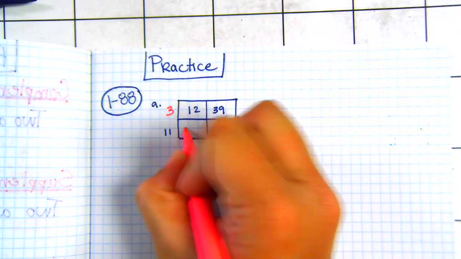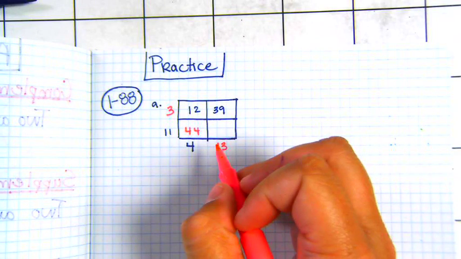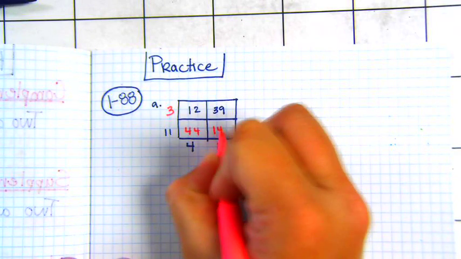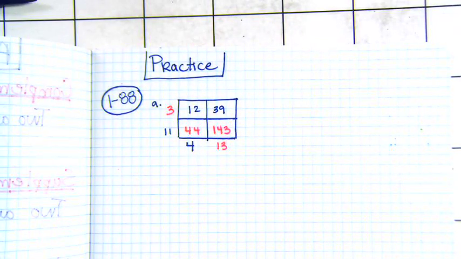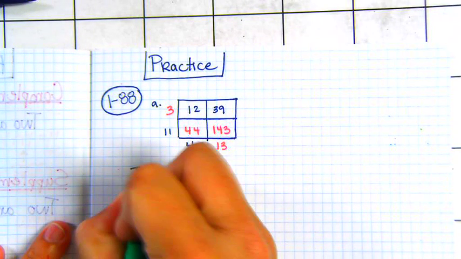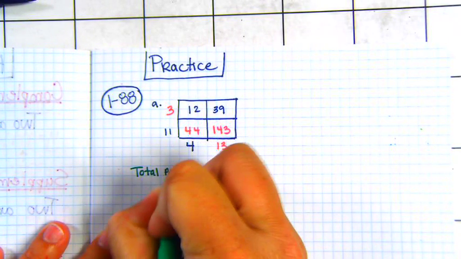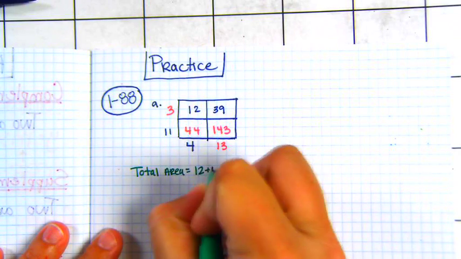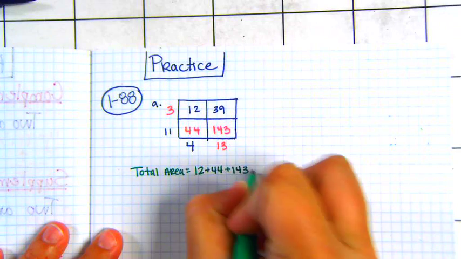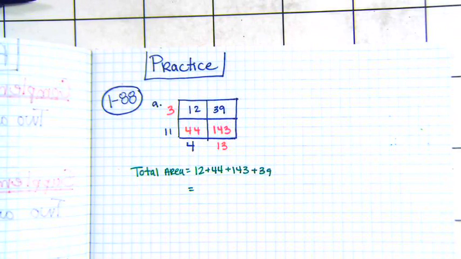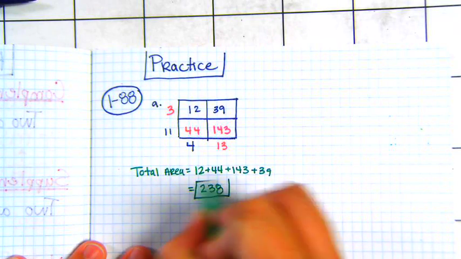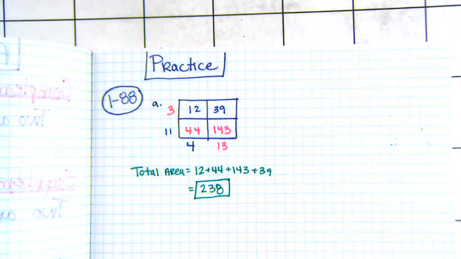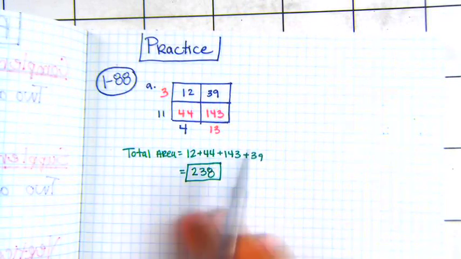11 times 4 is 44. 11 times 13 is 143. And it asks for the total area. The total area will be all of those middle numbers added together. 12 plus 44 plus 143 plus 39. And I'm going to put that in my calculator. And I get 238. If you have a question on that, please write it down on your paper.